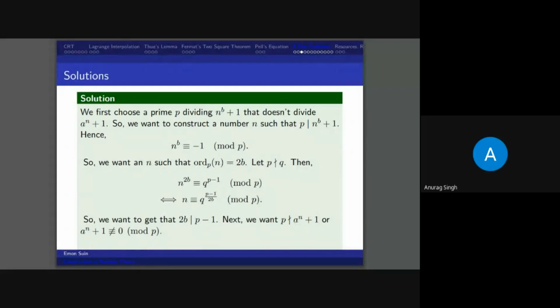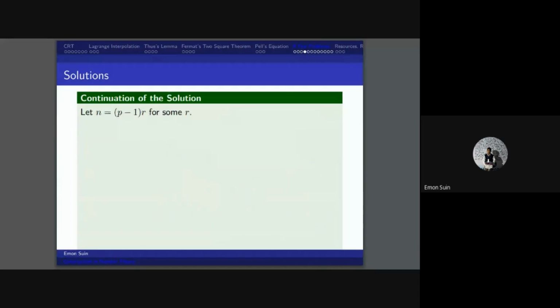Okay, so that is the basic construction. Second step, we take n in such a way that p minus 1 divides n. So everyone got it? What is the construction here? Yes, p minus 1 divides n. So now let n equal p minus 1 times r for some r, because since p minus 1 divides n, it will be some p minus 1 times r, right?